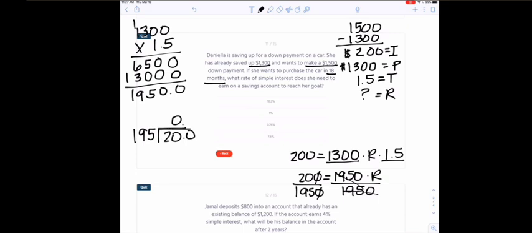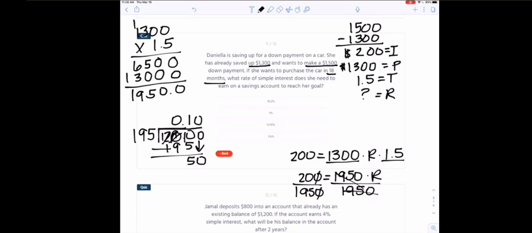0 times. Add a 0. How many times does 195 go into 200? Look at that, 1 time. So 195 times 1 is 195. I subtract. 10 minus 5 is 5. 9 minus 9 is 0. And 1 minus 1 is 0. I have something left over, so I'm going to bring this down.